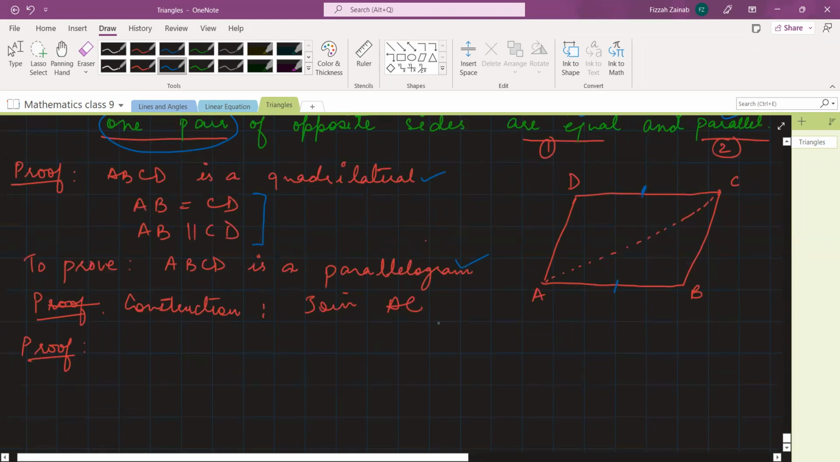What is the approach here? If I just name these angles, for example, I take this angle. Let me name them. Let's say this is 1, this is 2, this is 3, this is 4. Just name the angles, right?